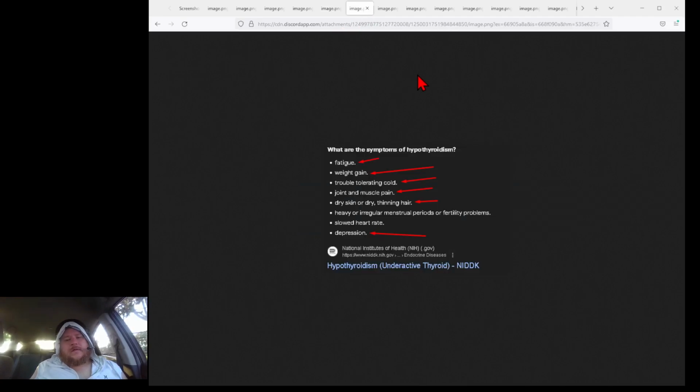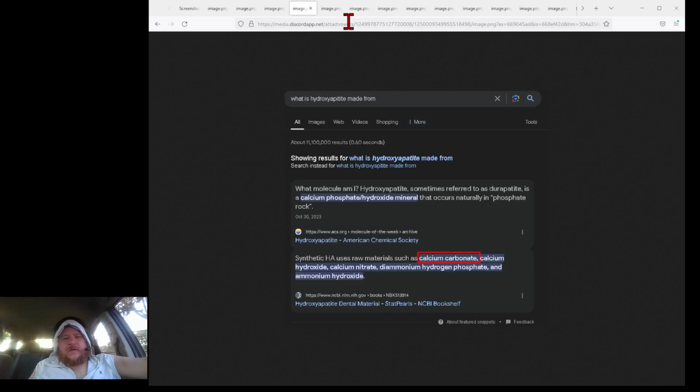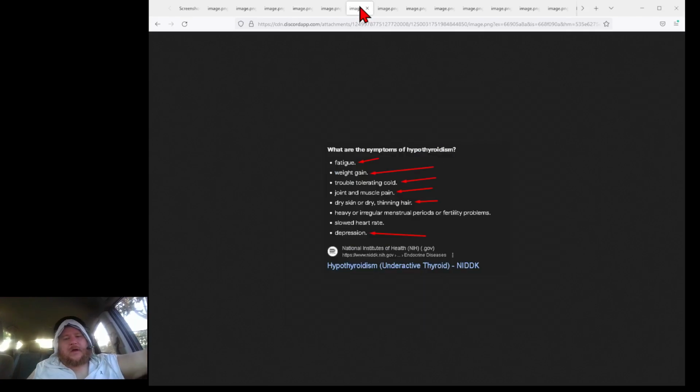So in relation to iodine and the thyroid, I started looking at what's the symptoms of hypothyroidism? Well, fatigue, weight gain. Here, look at all these. One at the bottom, depression. Hypothyroidism, depression as a symptom. Wow. It's incredible that this is what's going on.